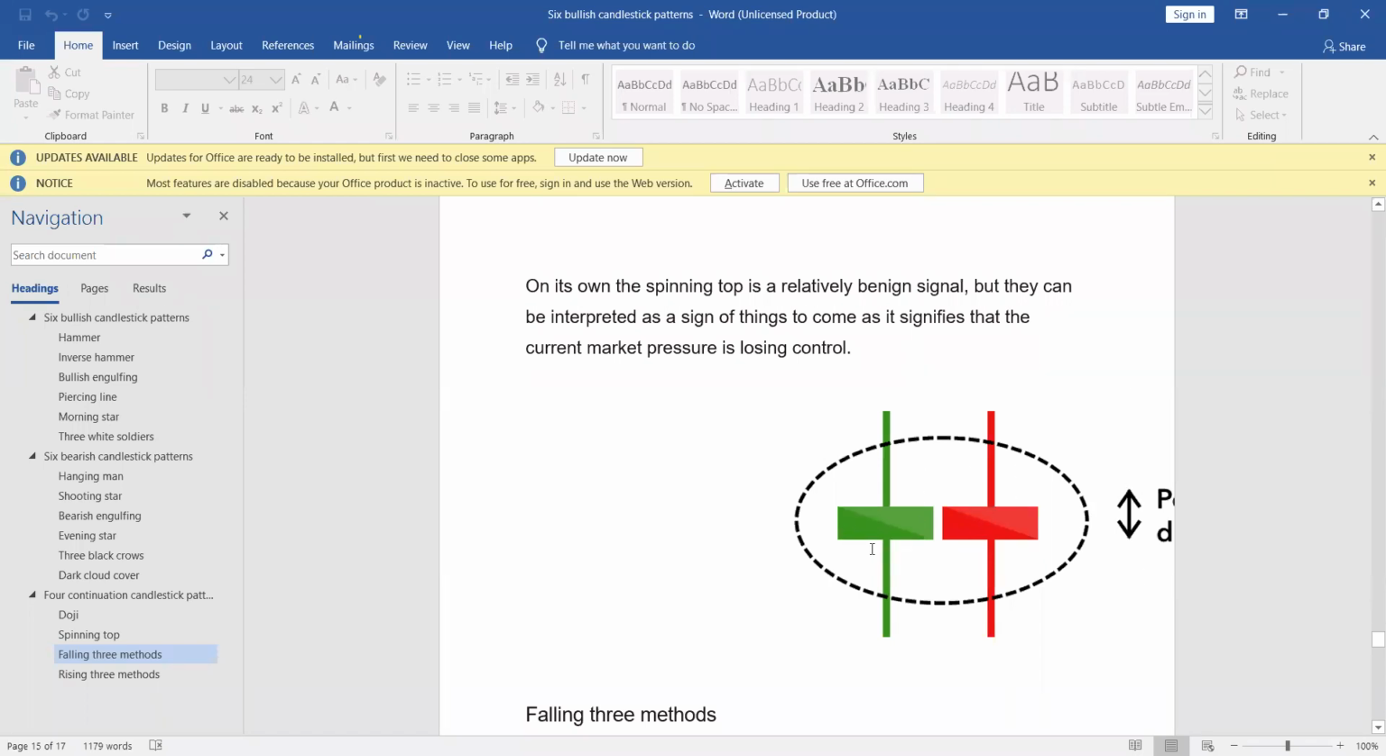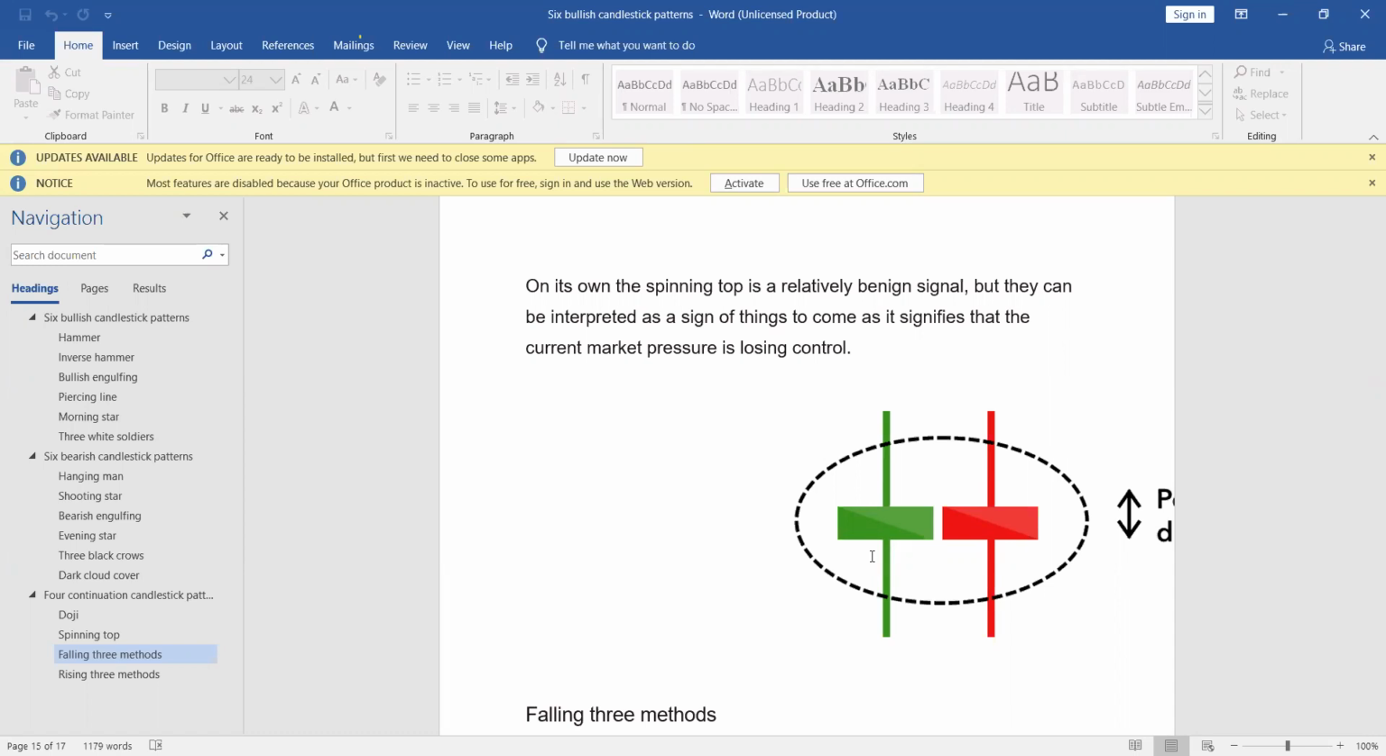So if you find this at a resistance area, you know that the market is reacting to that resistance, and you're watching out to see whether the market is going to rise or fall.